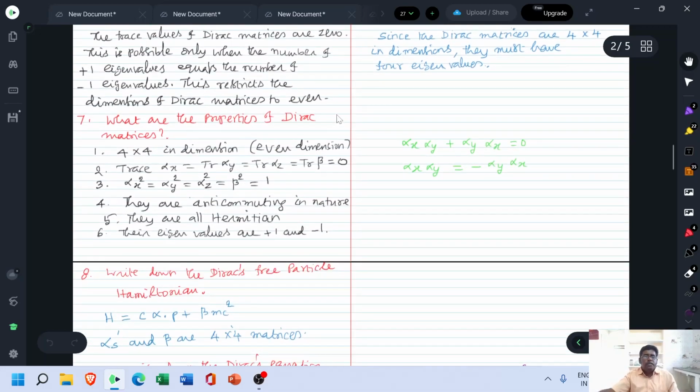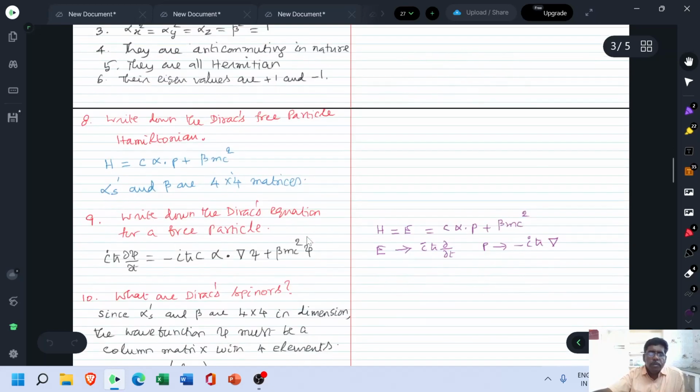What are the properties of Dirac matrices? Dirac matrices are 4 by 4 in dimension, it is even dimension. Then trace values are 0, then squares are unity, they are anti-commuting in nature, they are all Hermitian. If you take the conjugate and transpose, we can get the original matrix. Therefore we can call this one as a Hermitian. All the Dirac matrices are Hermitian in nature. Their eigenvalues are plus 1 and minus 1.